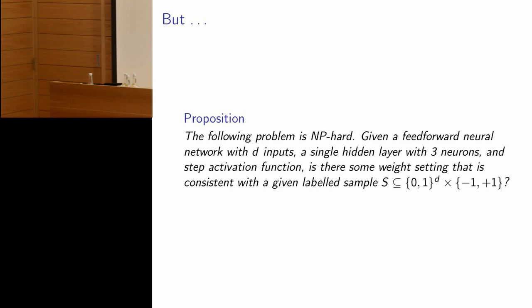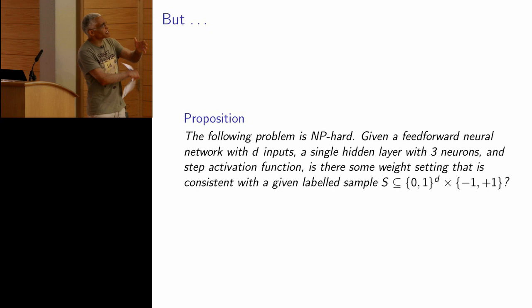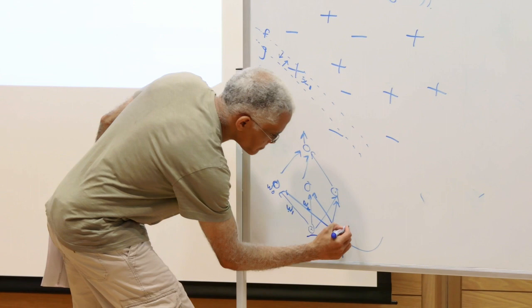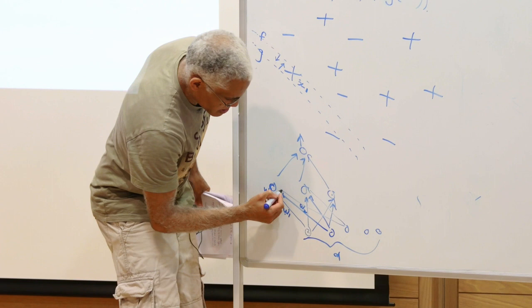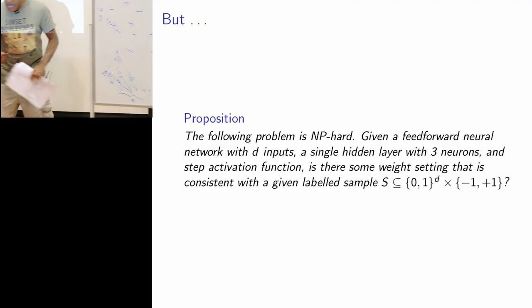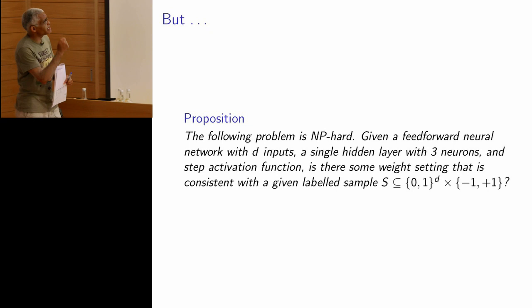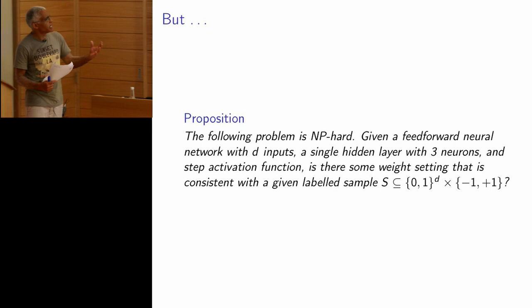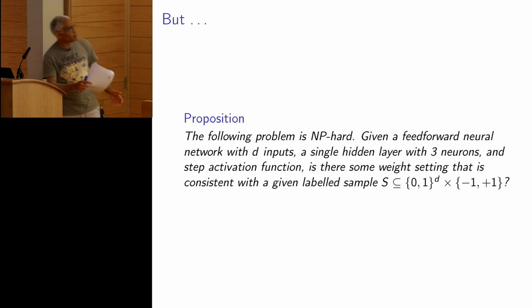So the following problem is NP-hard. You're given a feed-forward neural network. This is just the graph with D inputs and a single hidden layer with three neurons. Here's the situation. You've got D inputs. And this hidden layer is three neurons here. It's fully connected. And what you have to do to train it is choose the weights. So choose the weights of all these edges and the threshold weights of the three neurons. And here's the consistency problem, the computational problem. Is there some weight setting that is consistent with a given labeled sample? So I've got my input points, and I want to label this one minus, this one plus. So this is NP-hard.